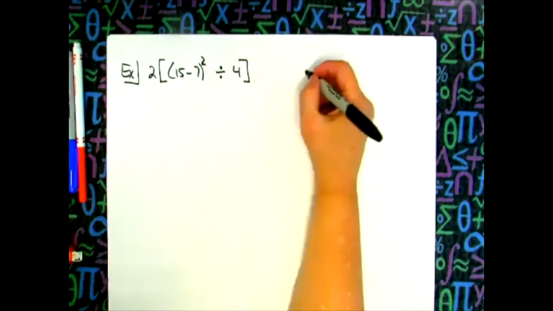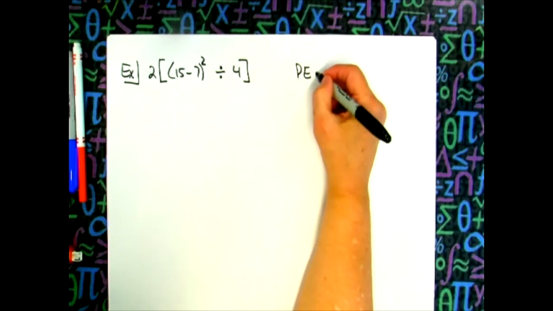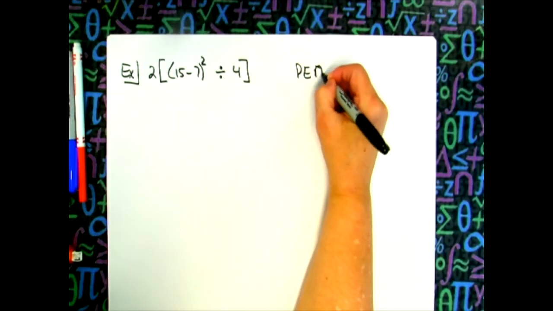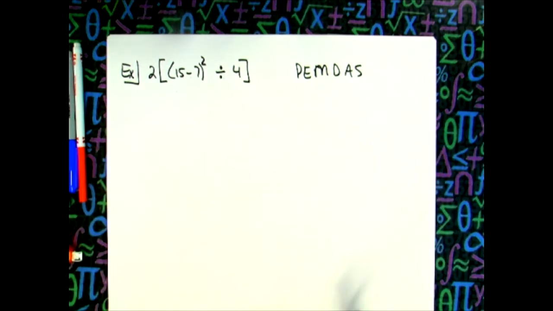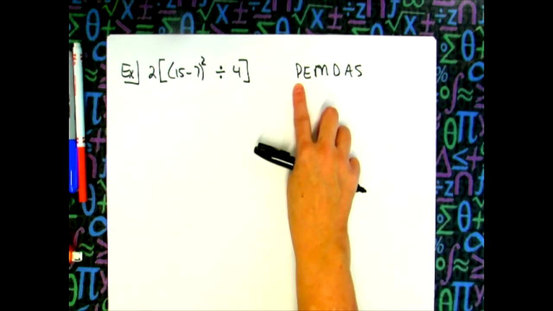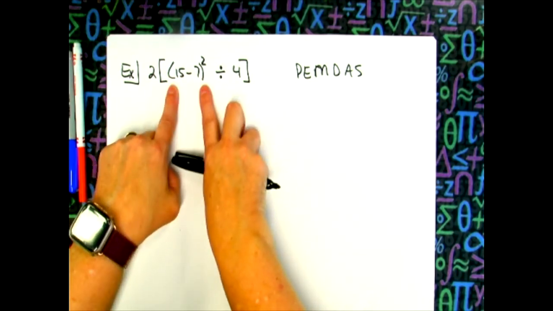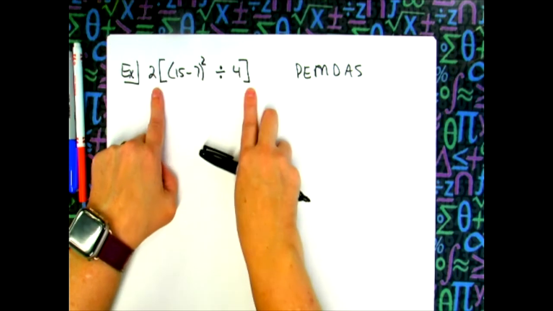And if you need to write the Please Excuse My Dear Aunt Sally, if you need to write that down when you do these problems and then go through things one step at a time, that works. This says parentheses first. How many sets of parentheses do I have? I have 2. The curvy ones go together. The square ones go together.